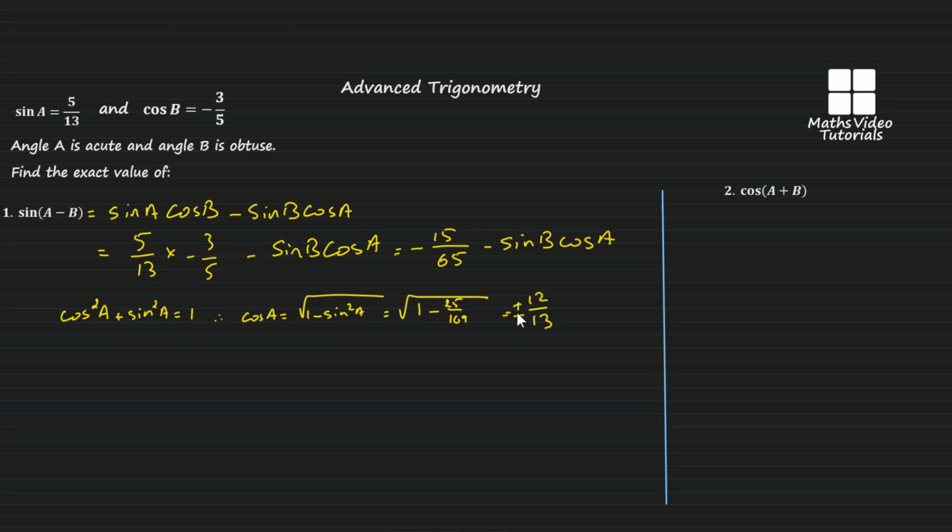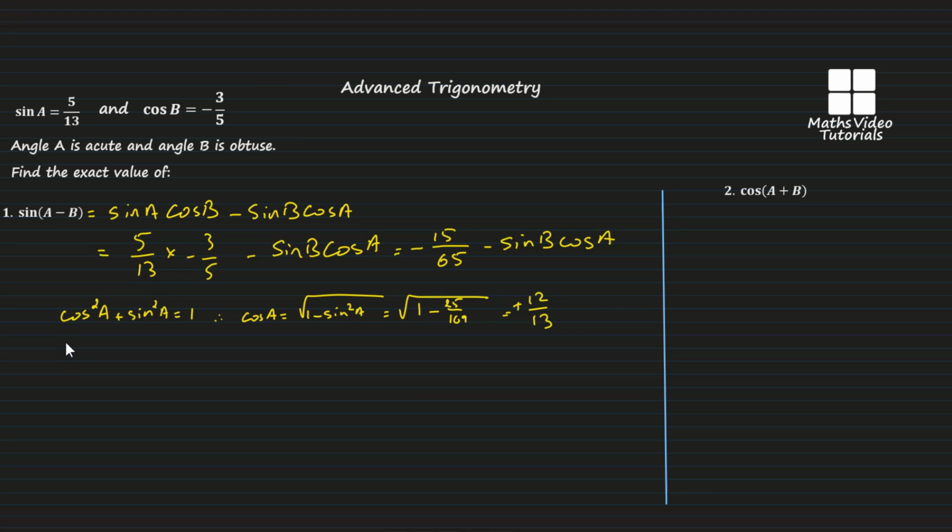Now the question is, which one do you choose? Well, this information helps us to choose either the plus or minus. Now, since the angle A is acute, meaning in the first quadrant, and we know from the cast diagram all the three trig functions, the sine, the cos, and the tan, are positive. So we need to keep the positive and reject the negative. So let's delete that. We've done cos A, now the sine B.